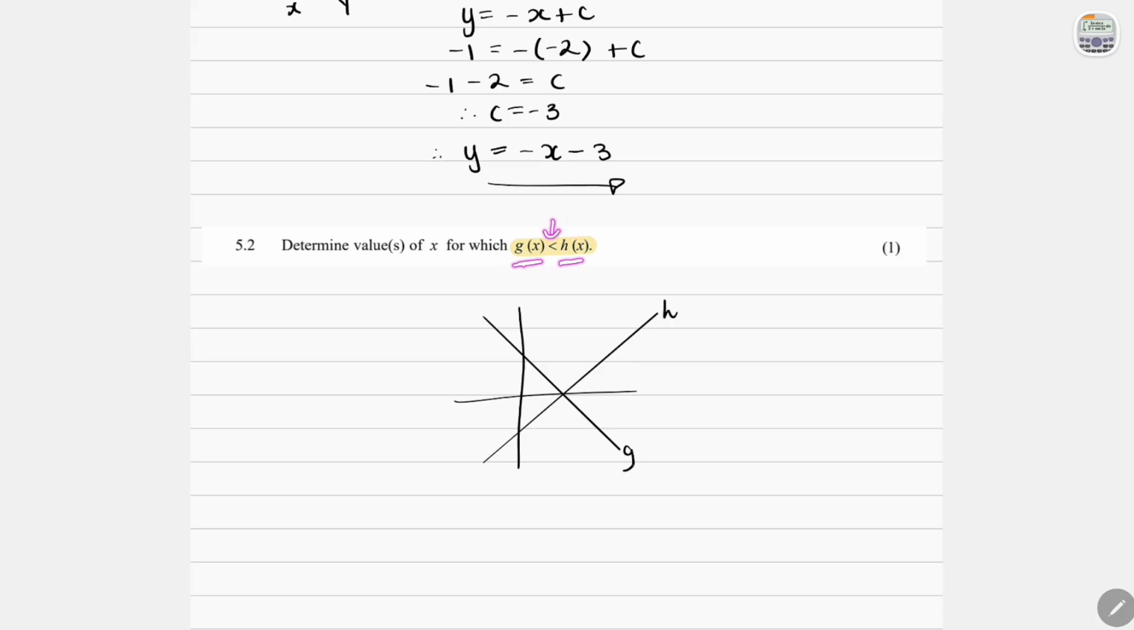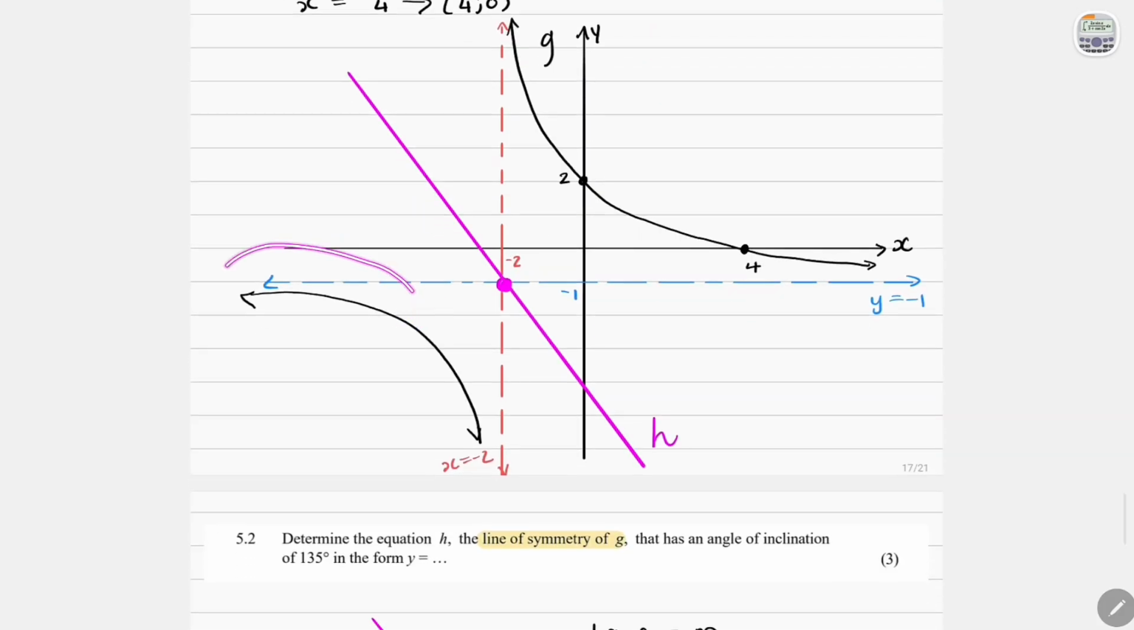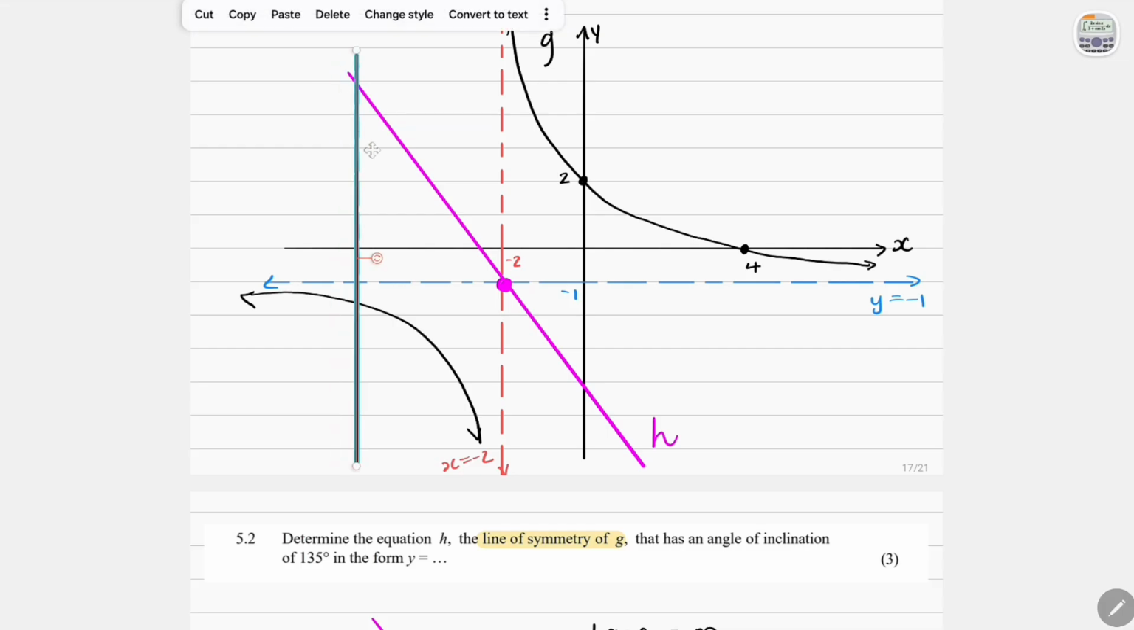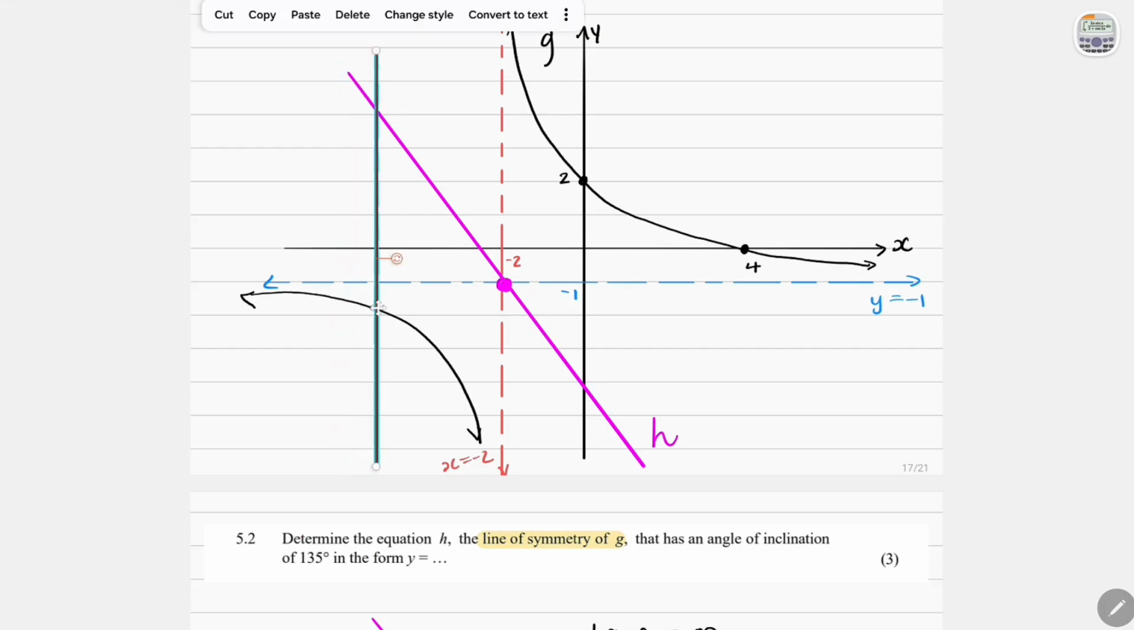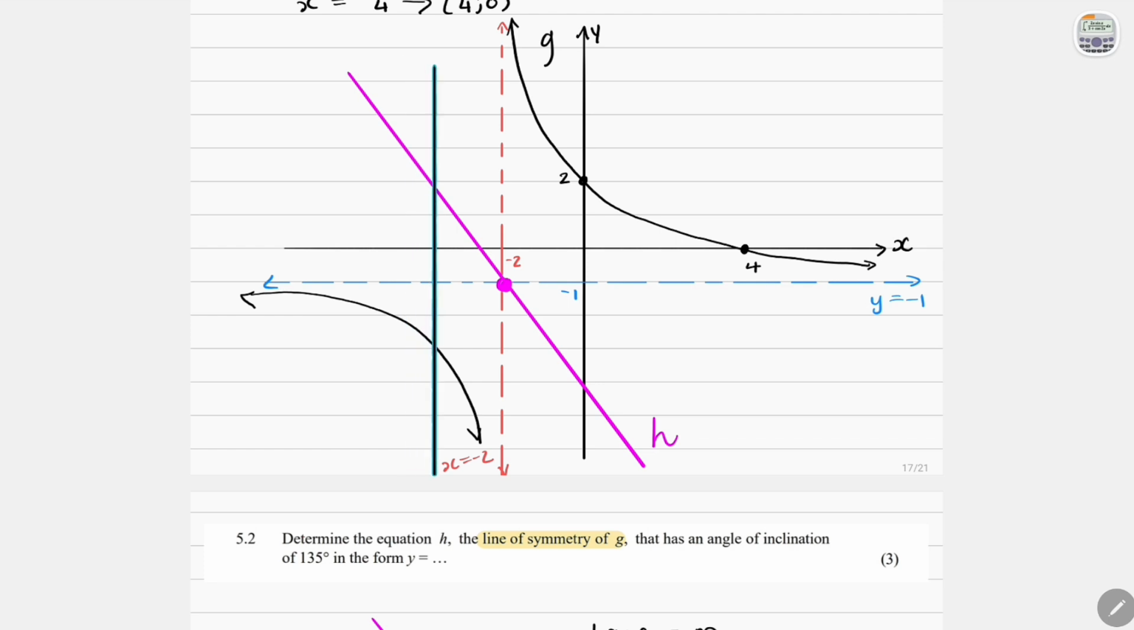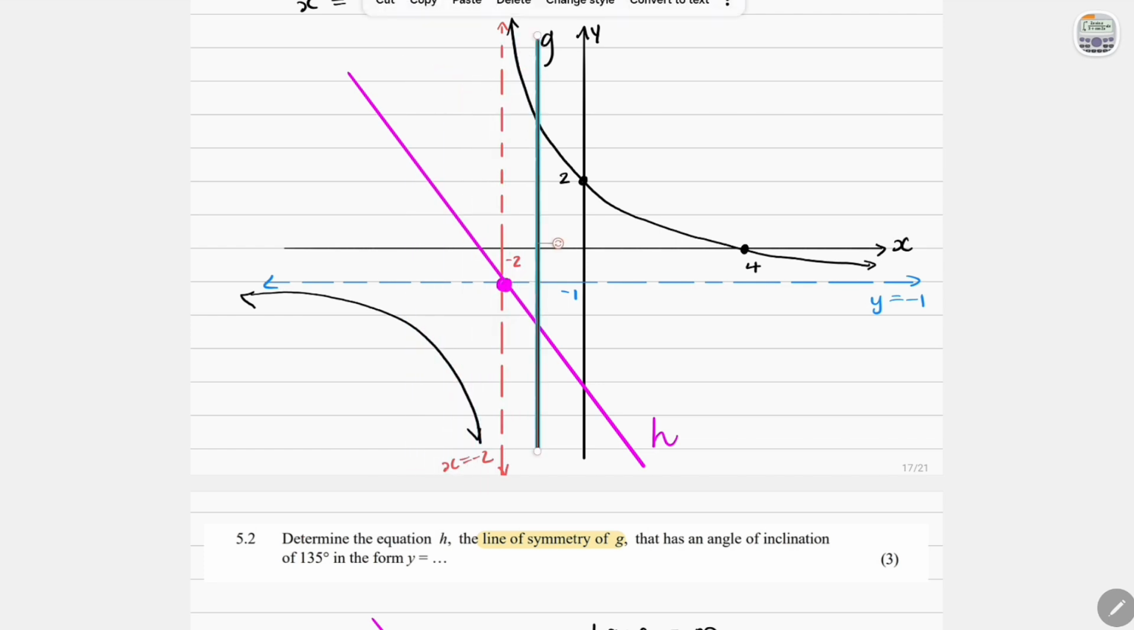It must be less than. So it is going to work all through here. You can use a ruler to also just see this. If you took your ruler and went through it, you would see that all through here the graph of g always has a lower y value than the graph of h. Then we hit the asymptote, and then the graph of g goes above the graph of h.